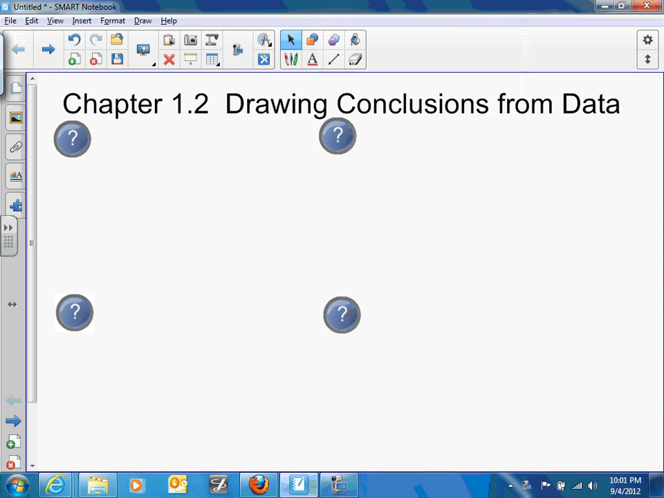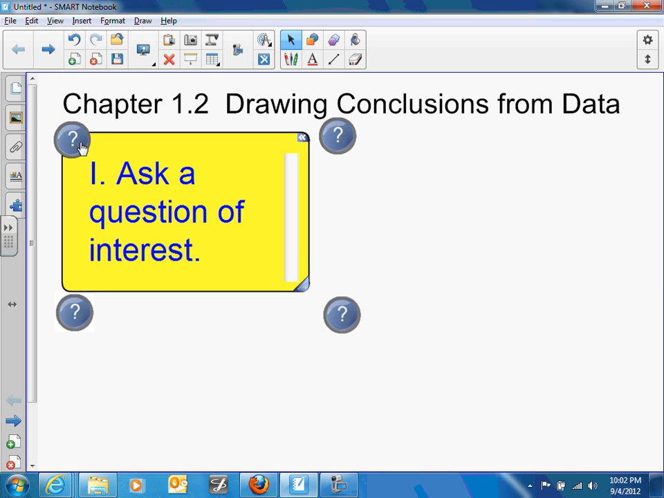Okay, ladies and gentlemen, this is chapter 1.2, Drawing Conclusions from Data. In this section, there are four main elements that you need to be very aware of. Okay, so what we're going to start doing is start the statistical problem solving process, and the four elements are as follows. The first one that you must always start off with is ask a question of interest.